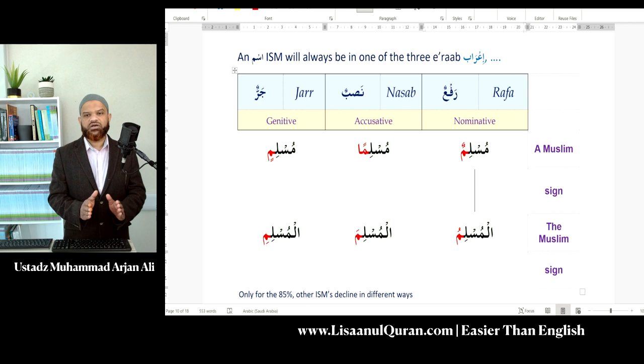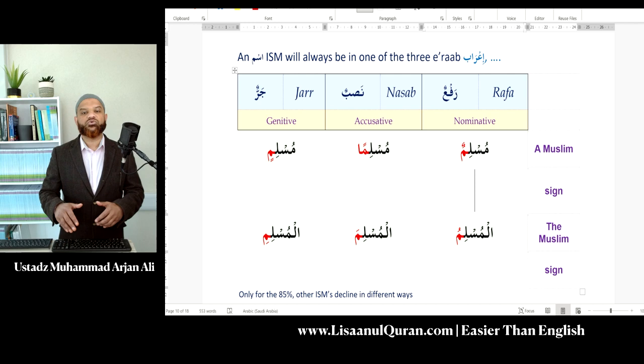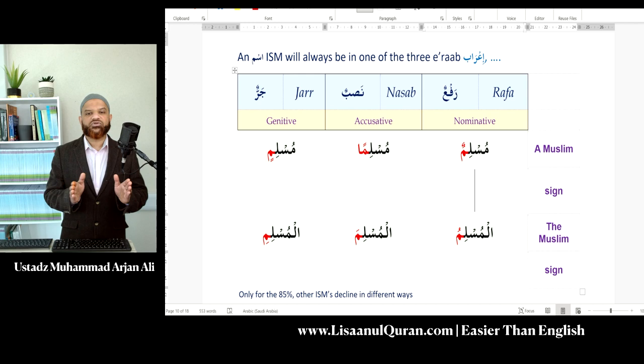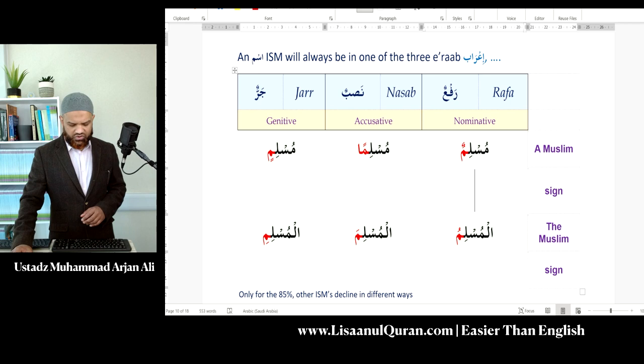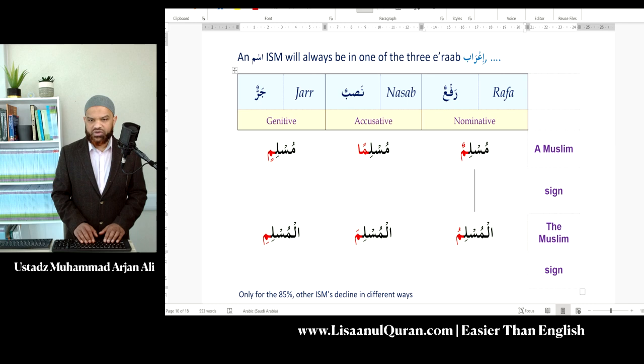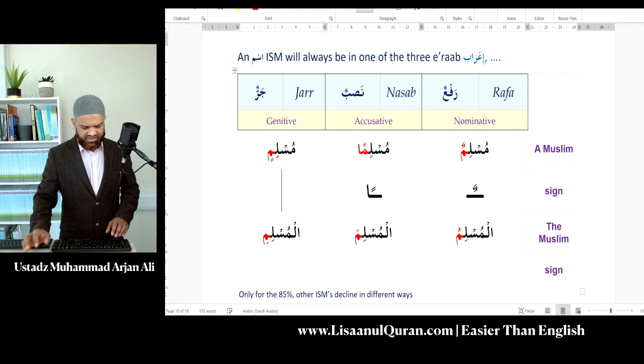All I need you to remember to help me to teach this subject to you is that when it is Muslimun or Al-Muslimu, Un or U, it is Rafa. When it is Musliman or Al-Muslima, it is Nasab. When it is Muslimin or Al-Muslimi, it is Jar. That's all you need to remember. And again, the basic rule is that 85% of the isms will do this. So how do I know Muslimun is in the Rafa status? Because the ending has Un. That is how I know. So the sign of being Rafa is Un. The sign of it being Nasab is An. And the sign of it being Jar is In.